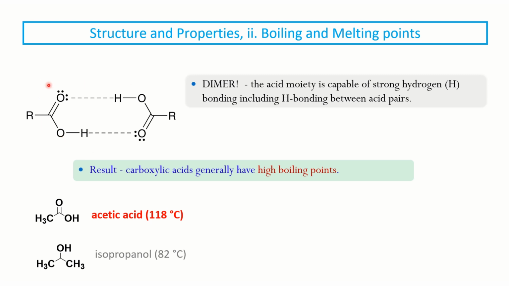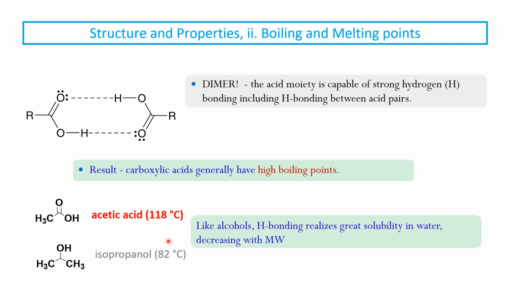So of course, when you look at the boiling points, it's much higher than, say, for example, an alcohol congener. The same would be reflected in the melting point.